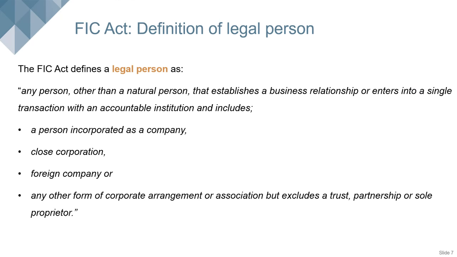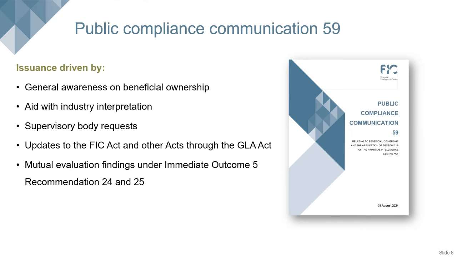The FIC Act defines a legal person as any person other than a natural person, so not an individual, not a warm body, that establishes a business relationship or enters into a single transaction with an accountable institution and includes a person incorporated as a company, close corporation, foreign company, or any other form of corporate arrangement or association, but it excludes a trust, a partnership, or a sole proprietor. So of course it would exclude a sole proprietor because that is a natural person. It's a warm body. A trust and partnership are different structures in their own right.